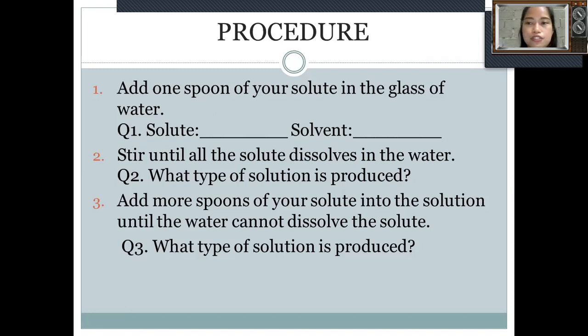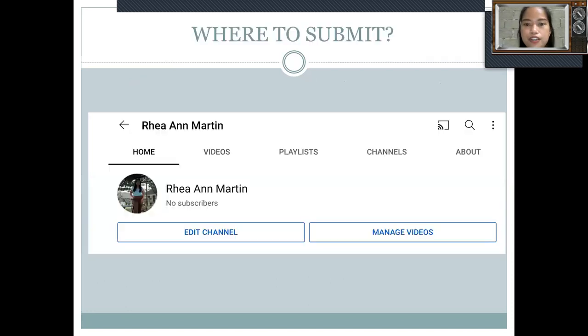So the same procedure, comment down below your name, section, Q3 answer, what type of solution is produced? Okay, then label the solution, picture it, and then paste it in your comment section.